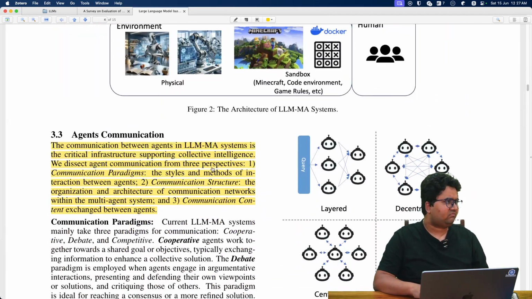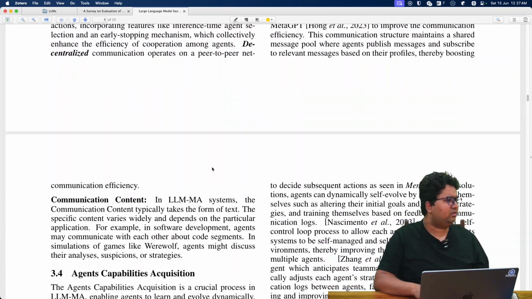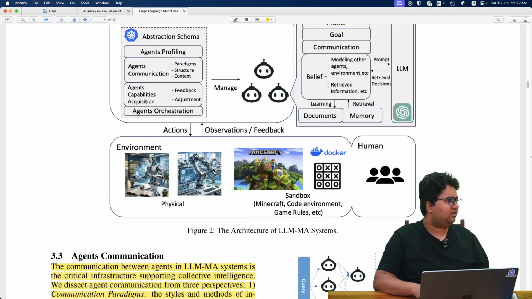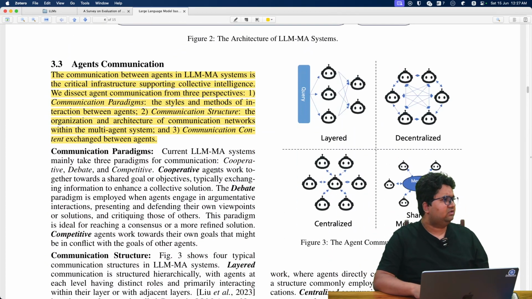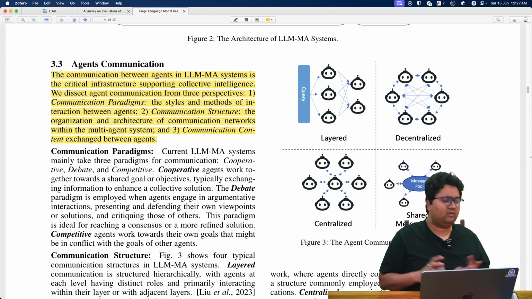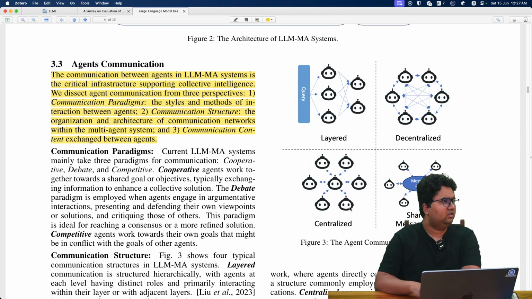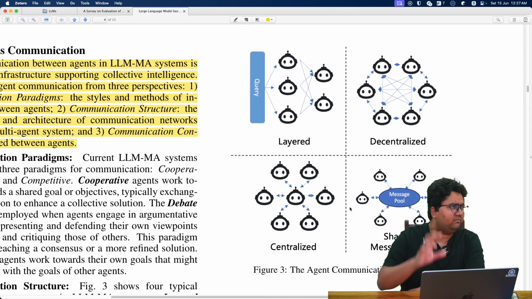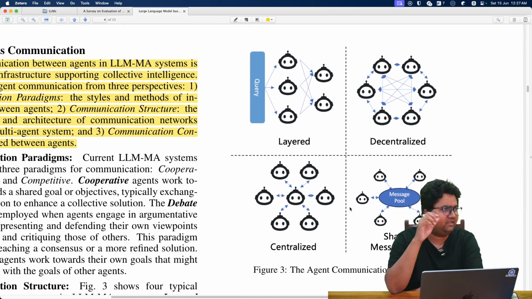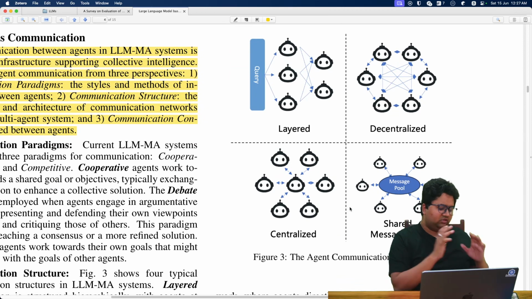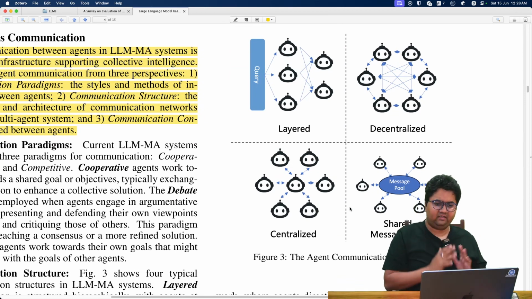Last is the communication, and I think I'll stop at communication and one point after that. The communication between agents can be really, really complex, depending on what sort of communication structure you are using. If you zoom in on this diagram, there's a bunch of different formats and diagrams to think about. So there's the layered architecture, which is very standard.